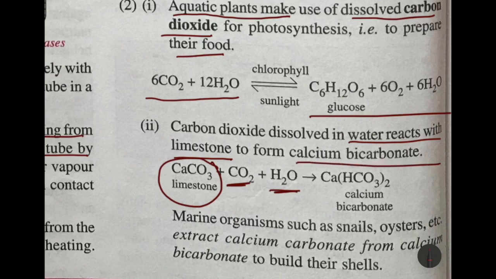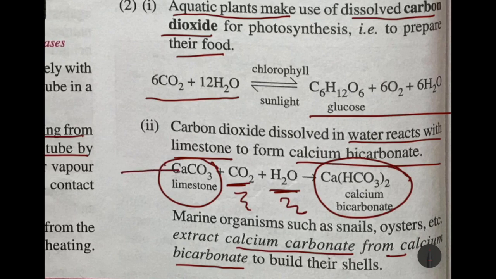Okay. You have seen shells on marine life, like snails and oysters. So these shells are made from calcium carbonate, and it is taken from calcium bicarbonate that is formed here, because you know carbon dioxide in water will use the limestone to make calcium bicarbonate, which in turn is used by certain marine organisms like snails and oysters to make their shells.